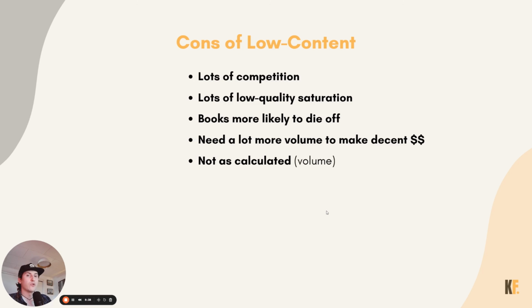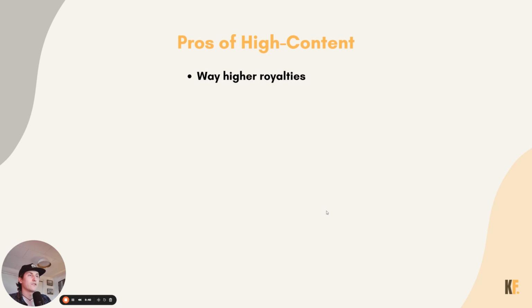So now let's go into the pros of high content. The pros of high content start out with, of course, you make way higher royalties. Because your books are priced a lot higher than low content books, your royalties are a lot higher. 3, 4, 5, 6, sometimes even 7 times more than a low content book.